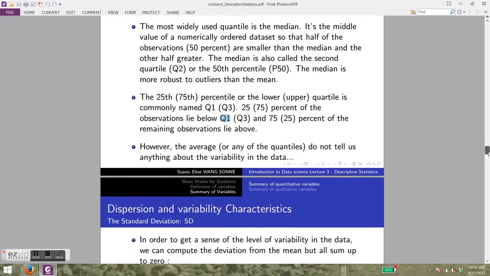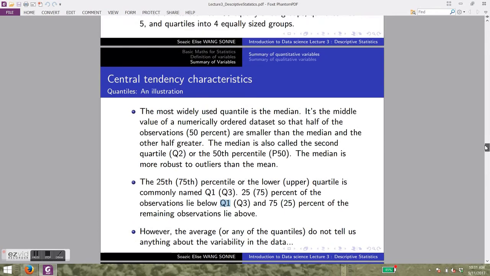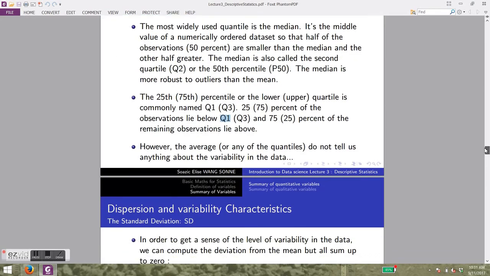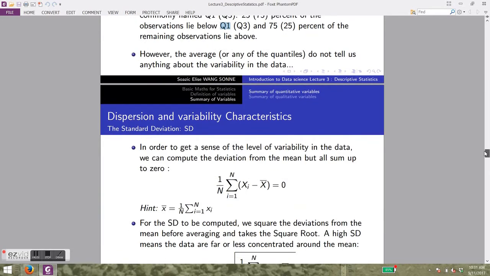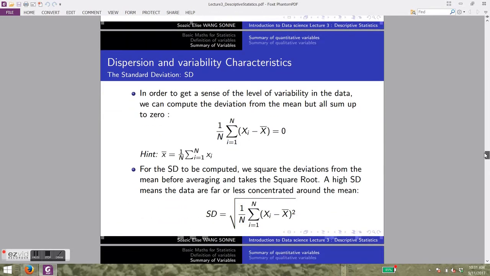However, the average or any of the quantiles do not tell us anything about the variability of the data. Remember, these are central tendency characteristics. If you would like to get a sense of the spread or the variability of our data, we should go for the standard deviation, right? Remember the words standard deviation. So we will try and see.